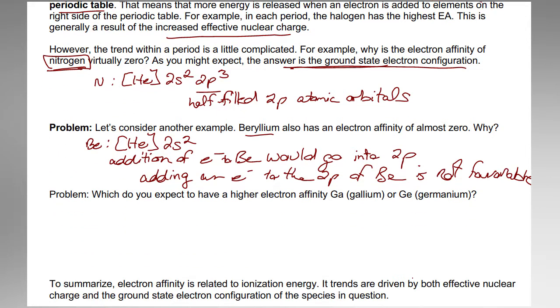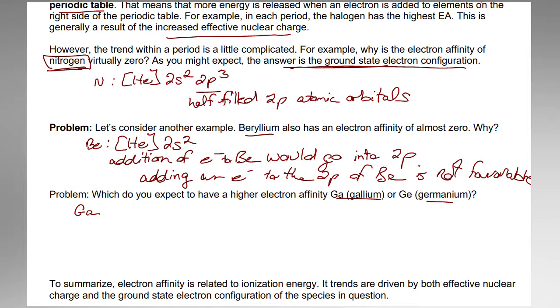And so finally, we can also use what we know of the general trends in electron affinity to be able to predict whether the electron affinity of one element is larger or smaller than another. In this particular problem, I'm asking you about the electron affinity of gallium relative to that of germanium. These are 2 elements that are important in the semiconductor industry.